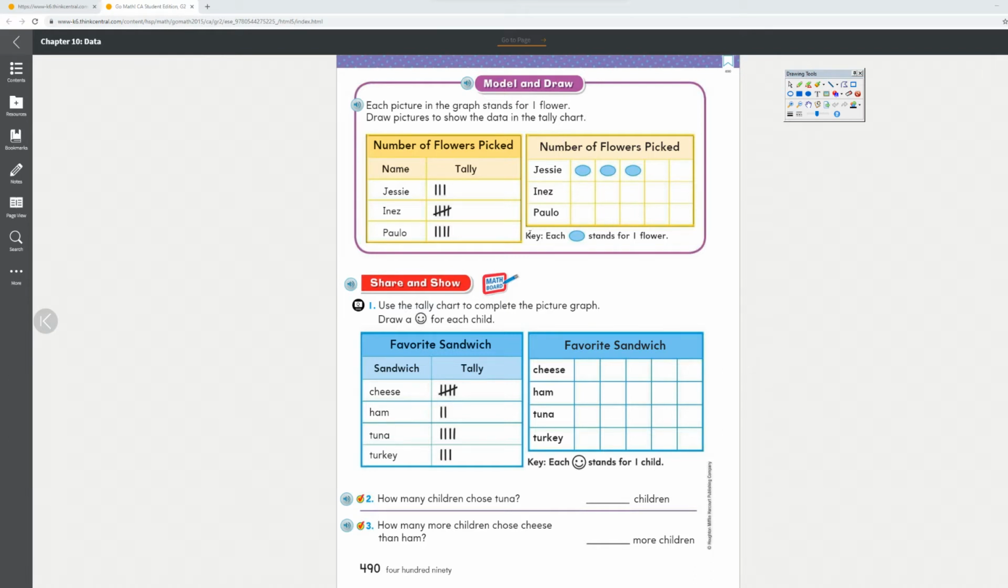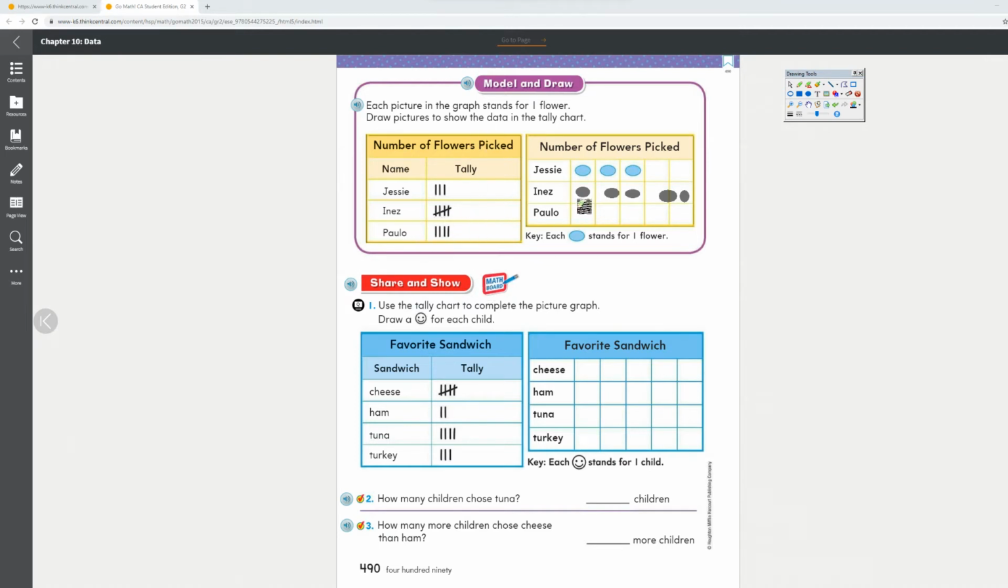It's not finished. How many circles do we need to draw for Inez? How many flowers did Inez pick? Well, where can we find that information? We can look here at the tally chart to see that Inez has 5 flowers picked. So all we have to do is draw 5 circles in the picture graph to show that this person has picked 5 flowers. So now they're equal. For Paulo, we can see that Paulo picked 4 flowers because there are 4 tally marks.